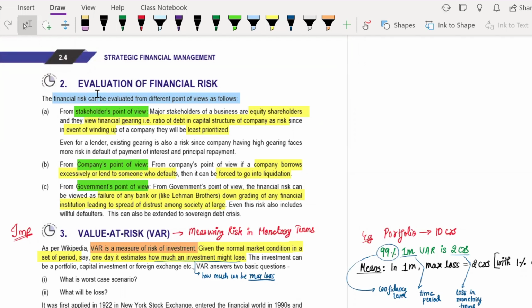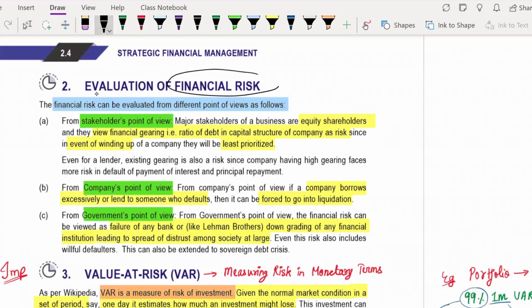Okay, fine. So moving on to the next part, which is evaluation of financial risk. So what happens? A company might face financial risk. Okay. But there might be different points of view from which you can see this financial risk. So here they have given you 3 points of view by which you can see this financial risk. First is the stakeholders' point of view. Someone who is transacting with the company, what kind of risks that they can face.